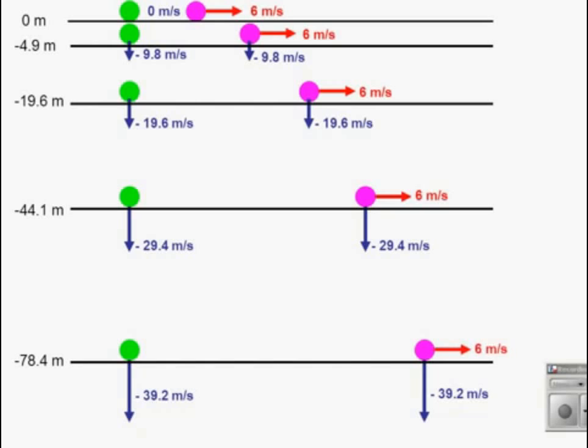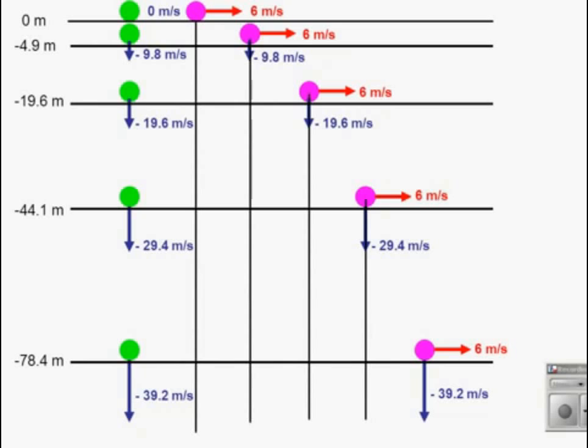Now I could have put 100 meters per second there. It just would be farther to the right when it lands. Or if I put 2 meters per second to the right, it would be closer to the green ball when it lands. Regardless, though, it will be on the ground at the same time.